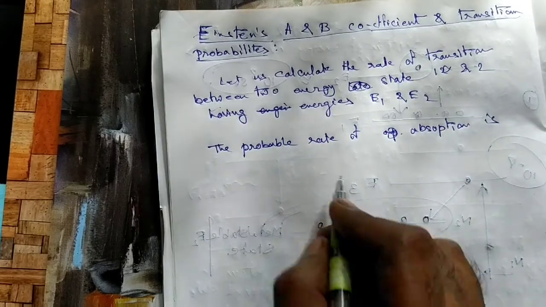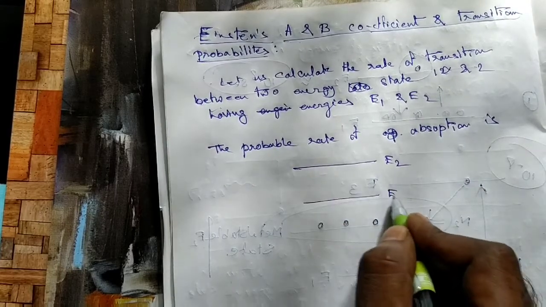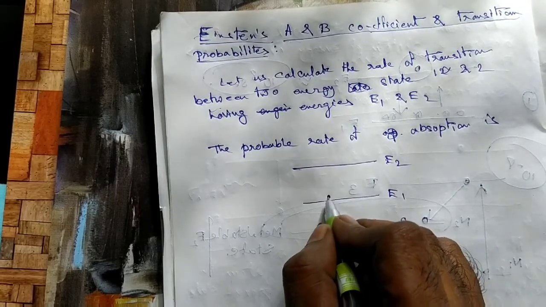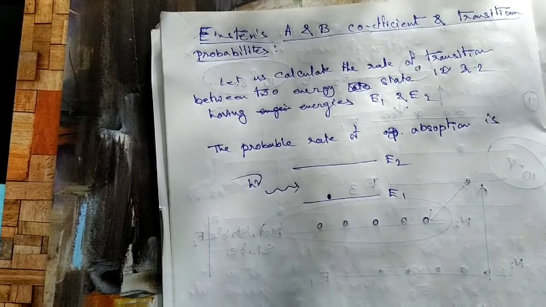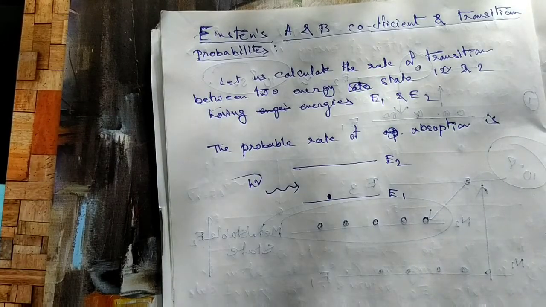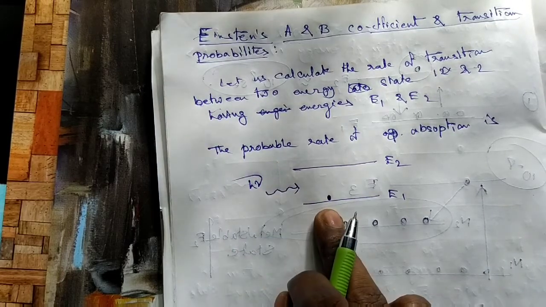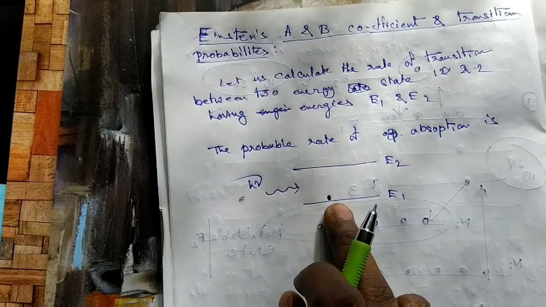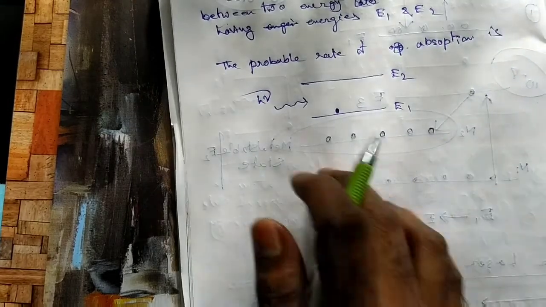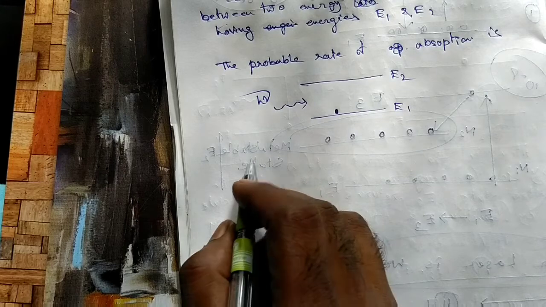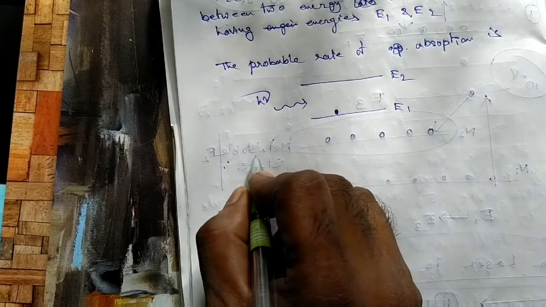is, so obviously this is the E2 state, this is the E1 state, so one electron lies in here. When you insert a photon from the outside, this energy is taken by this atom and it goes from the lower state to the higher state. This is the stimulated absorption.